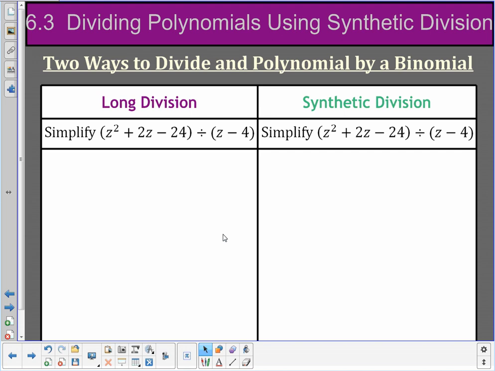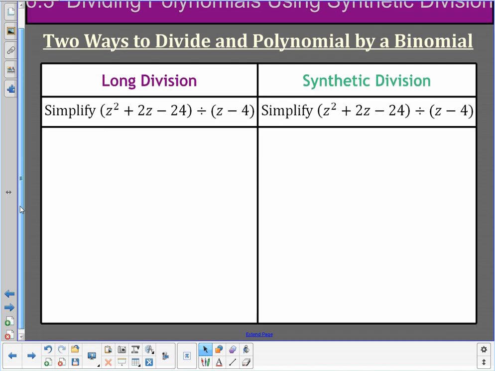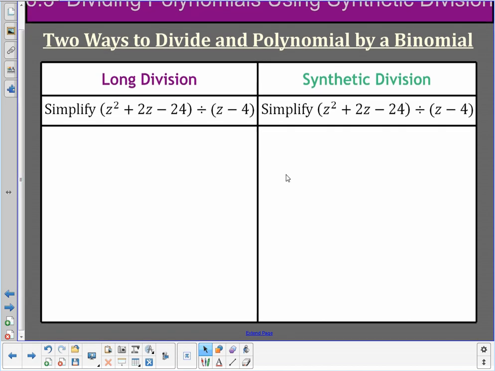So yesterday we talked a lot about long division and how we divide using long division. Today we're going to look at synthetic division, but I want to start off with just comparing the two and what makes them different. So up at the top of your notes page, we're going to look at the same polynomial, the same division question, one using long division and one using synthetic. So this is what we did yesterday.